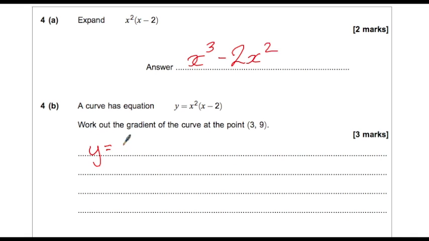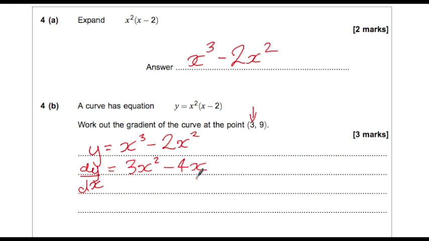So part A is going to help us because we can't differentiate that in its current form. But we can differentiate it like this. So dy by dx will be 3x squared minus 4x. So this is going to tell us what the gradient is for any value of x. So if we want the gradient at the point (3, 9), then we can sub 3 into this and it will tell us the gradient. So 3 times 3 squared minus 4 times 3. So that's going to be 27 minus 12, which is 15. So that's going to be the gradient.